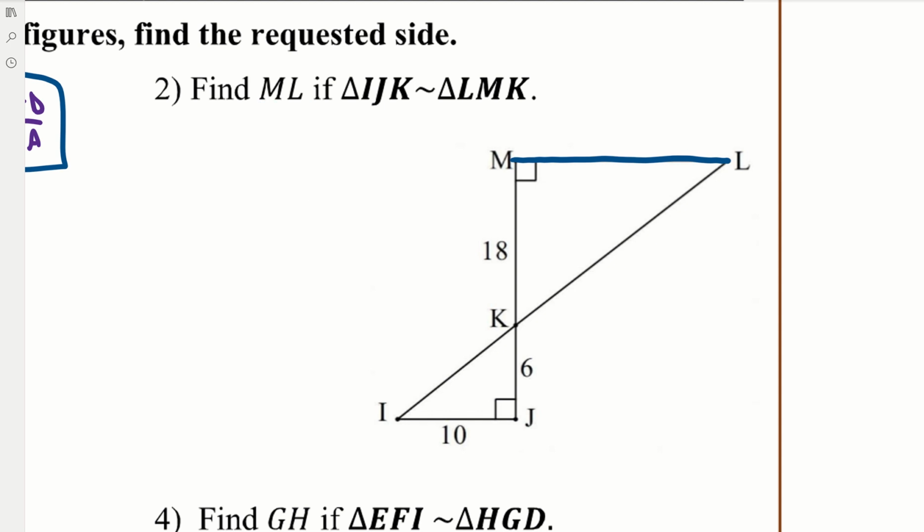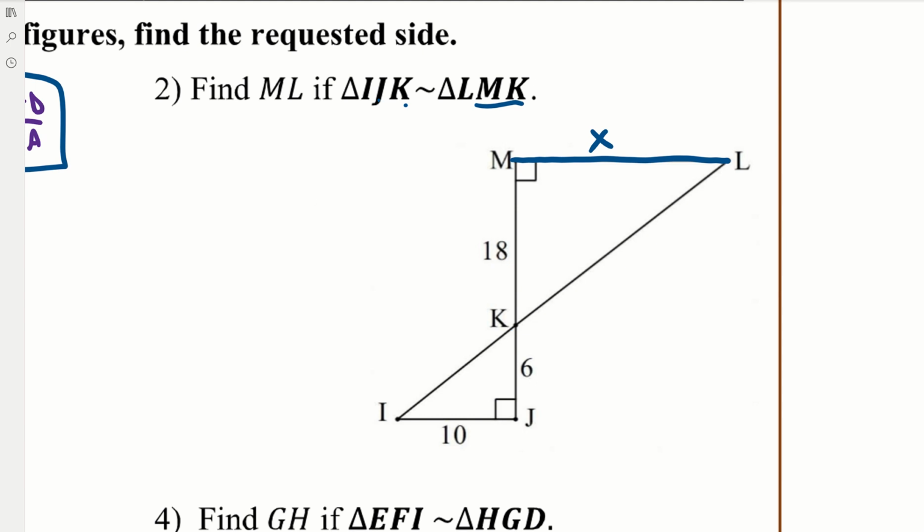Okay, so I'm looking at this figure and I don't want to write more ratios than I have to. So let's look at what I know. Again, I'm going to put in an X for ML. Doesn't matter what you put in there. It's just a variable so that I have something to work towards. So I can see that I know MK, and it's proportional to JK, and I know JK. So I'm going to set it up that way.